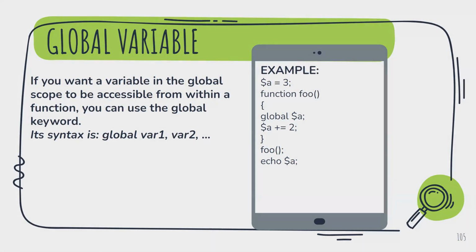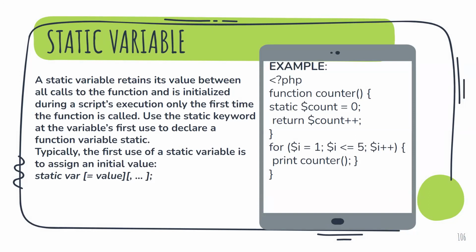Next, moving on to the static variable. A static variable retains its value between all calls to the function and is initialized during the script's execution only the first time the function is called. Use the static keyword at the variable's first use to declare a function variable as static. The syntax of the declaration of a static variable is presented here. And inside you can see the example.